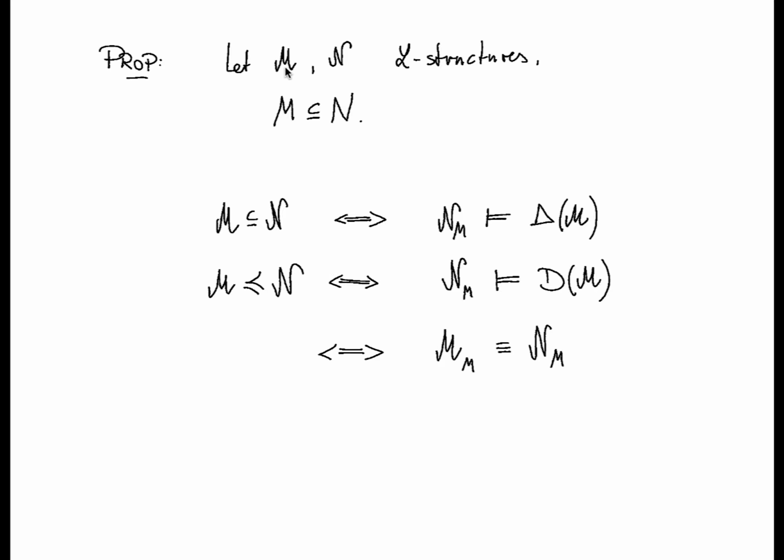In particular, let M and N be L structures, and let's assume that M is a subset of N. So the universe of M is contained in the universe of N. Then M is a substructure of N if and only if N, when interpreted as the expanded structure, so we expand the language, add a constant element for every element of M, and then interpret that constant element back as the corresponding element of M, satisfies the simple diagram of M. Furthermore, M is an elementary substructure of N if and only if this expanded structure N sub M satisfies the elementary diagram of M. And this then becomes equivalent to the expanded structures being elementarily equivalent.